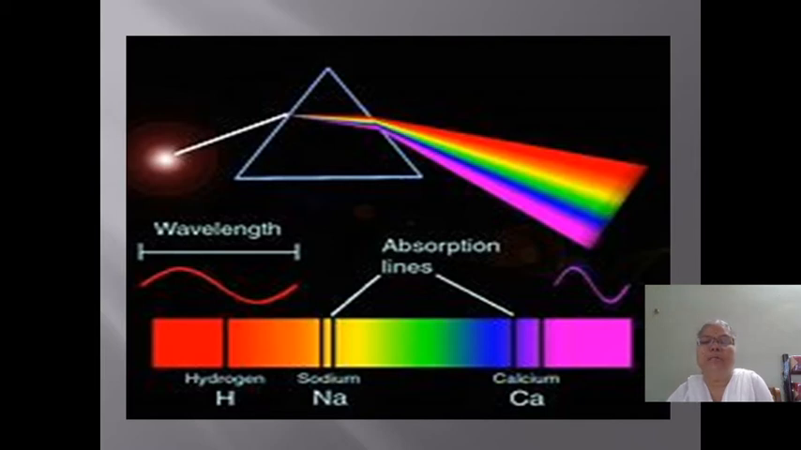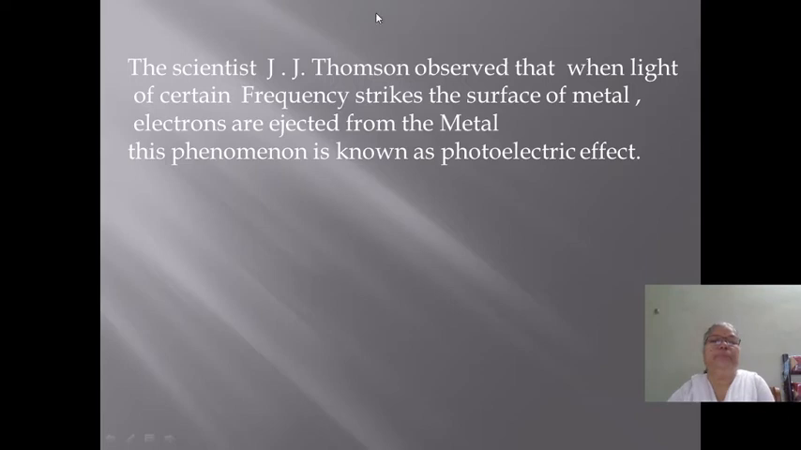We know the energy associated with one quantum is given by E equals h nu, where h is Planck's constant and nu is the frequency. Here the scientist J.J. Thomson observed that when light of certain frequency strikes the surface of a metal, electrons are ejected from the metal, and this phenomenon is known as the photoelectric effect.